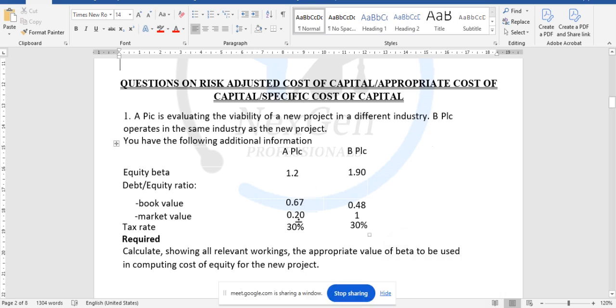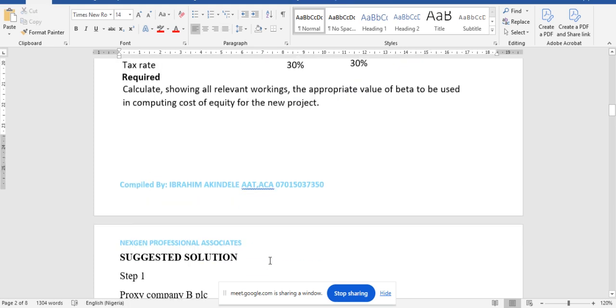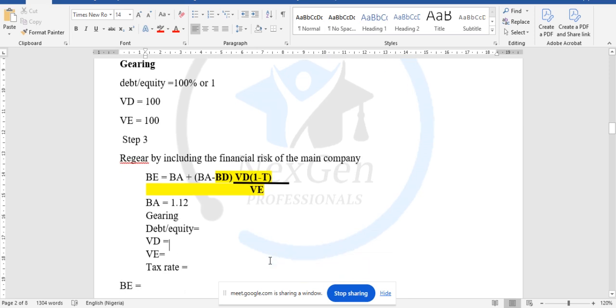Okay. So now, what is the market value? That is 0.20, that is 20%, right? Yes, sir. So if this is 20%, it means your debt will be 20, class, and your equity will be 100. The tax rate is still 30%, right? Then you can now put it in the formula.